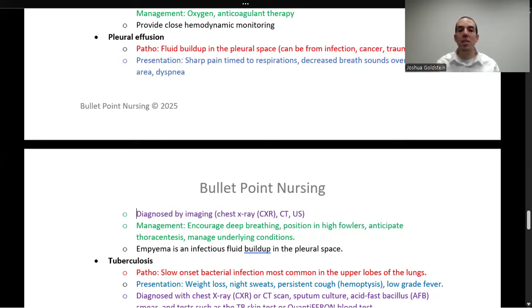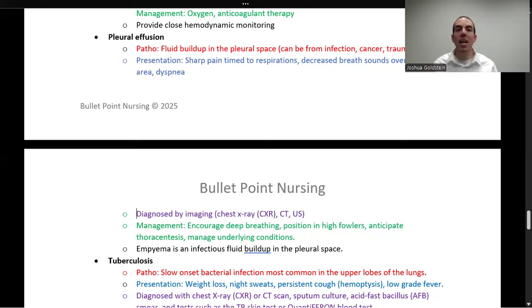The management of this is going to be to encourage deep breathing, to position the patient in high Fowlers, and to do that thoracentesis that we talked about earlier, which is draining fluid out of the pleural space. They might also need a chest tube if it's really bad to get that fluid out. Plus, whatever caused this, whether it's trauma, whether it's cancer, an infection, whatever caused this, we do need to treat that as well. We can't just treat this complication, the pleural effusion. We have to treat what actually caused it.